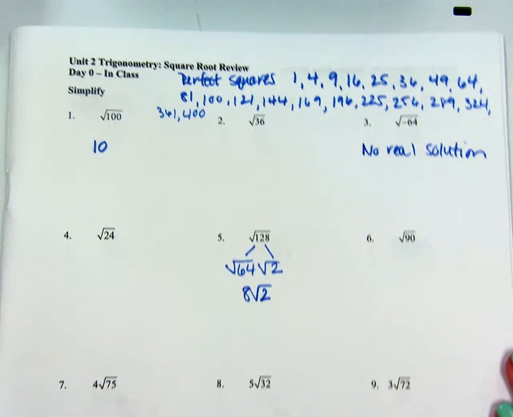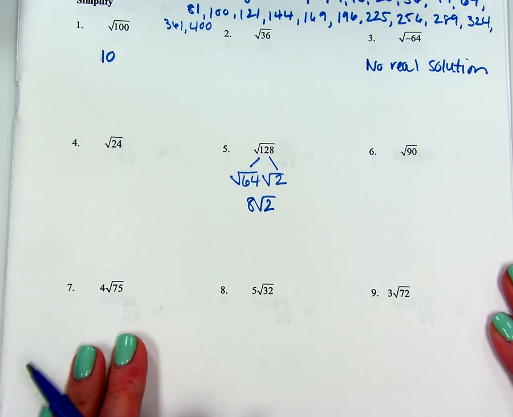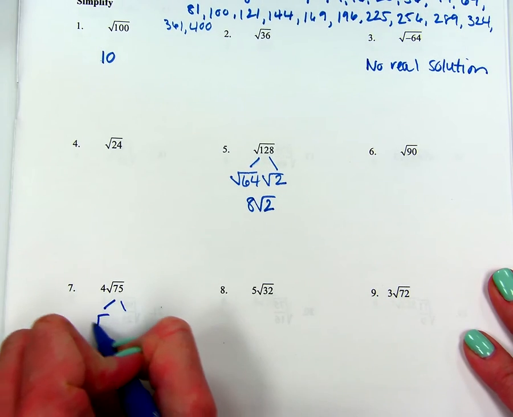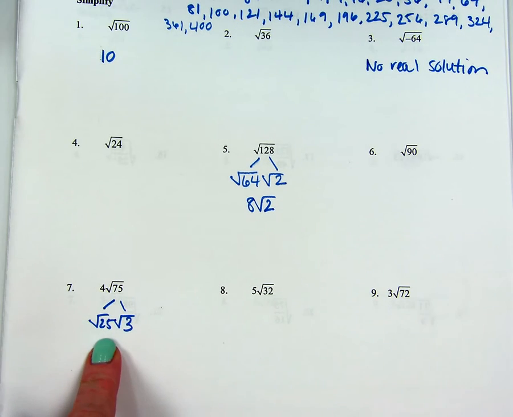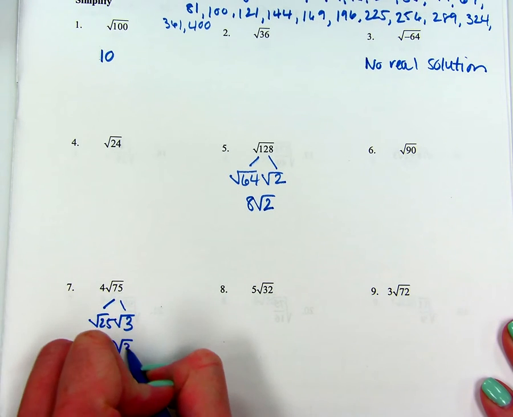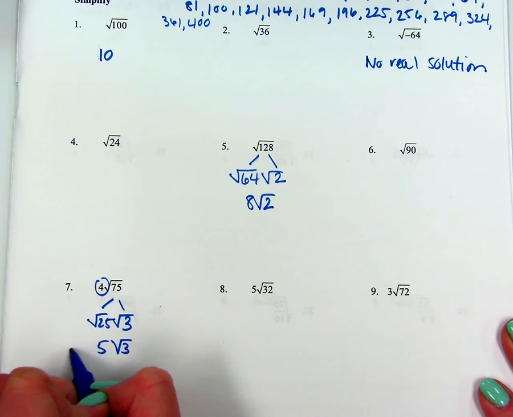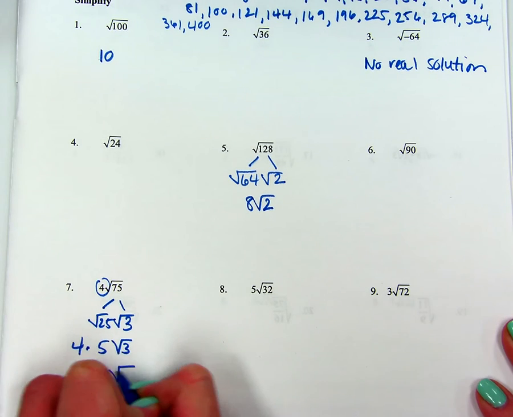So let's jump down to 7. Same thing again. 75 is not a perfect square. So remember, you can reference the list at the top. So I'm going to take the square root of 25 times the square root of 3. You always want to put your perfect square first, because then you're going to take the square root of that. So I have 5 root 3. Don't forget about your 4. You have to bring that down and multiply. So you have 4 times 5. So you end up with 20 root 3.